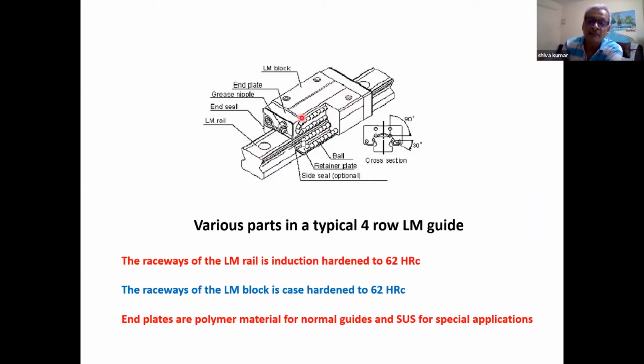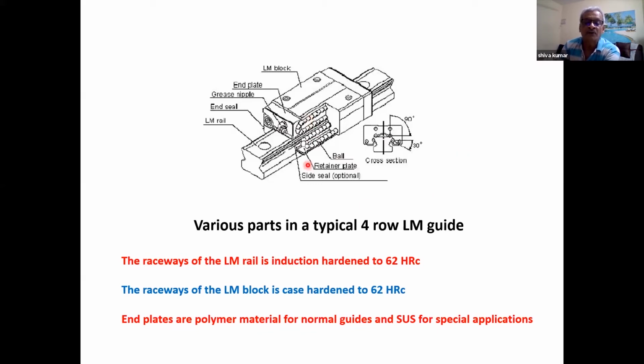The LM block has balls inside or rollers, depending upon whether you have selected a ball LM guide or a roller LM guide. Then it has an end plate. See, this is the end plate at one end, and this is the end plate at the other end. The ball recirculates like that. That means the ball turns back in the end plate, and the LM basic steel part, this is the steel part, will have a straight raceway only. So the ball turns back in the end plates. And of course, then you have end seal, side seal, like that.